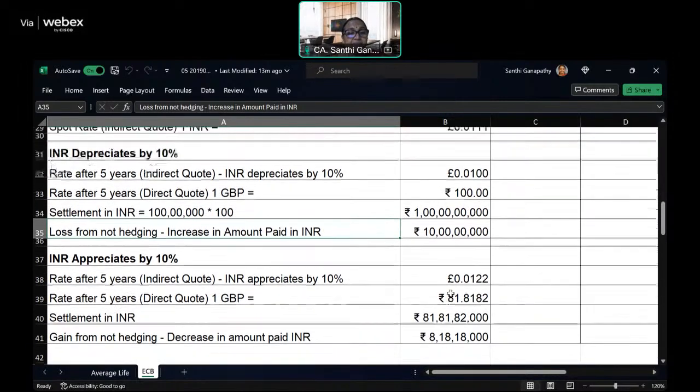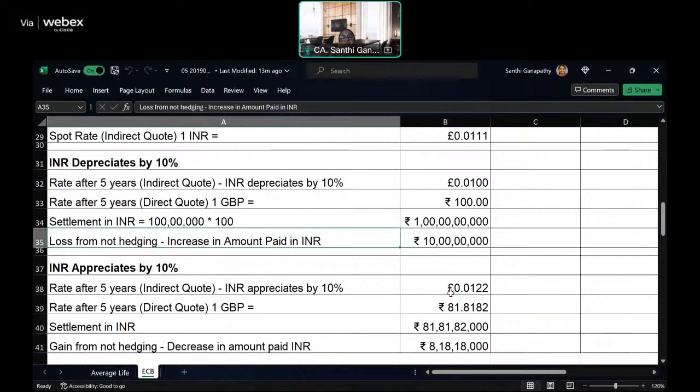On the other hand, when INR appreciates 10%, what is the position? It is wrong to take it as 99 and 81. Have you understood why I explained this concept? In a currency pair, if one currency appreciates, the other necessarily depreciates, but the appreciation in one currency is not equal to the depreciation in the other.